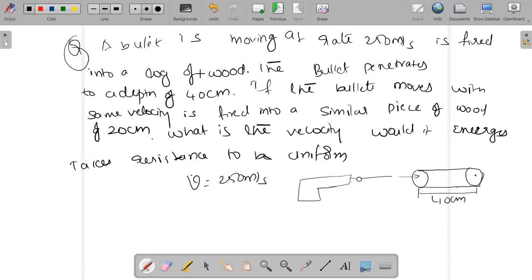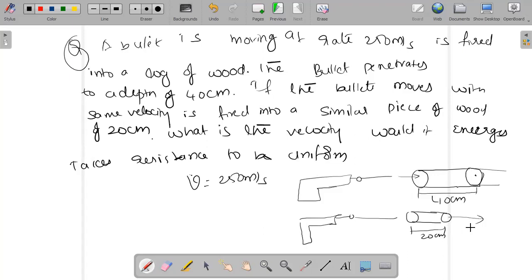Sir, how are we saying that? They have clearly mentioned that into a block of wood, the bullet penetrates to a depth of 40 centimeters. So the total distance it can travel is only 40 centimeters. Now if the same bullet, same gun, everything same, is fired into another wooden block which is only 20 centimeter, then initially it went 40 centimeter and now only 20, so obviously it should come out of this 20.